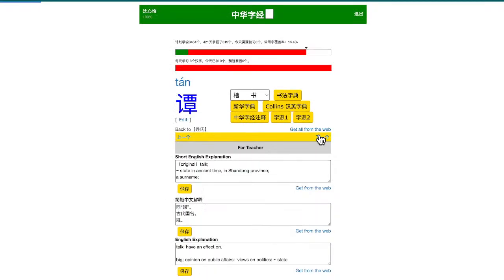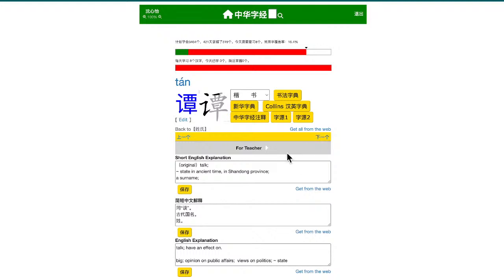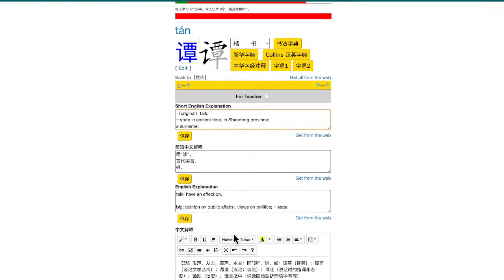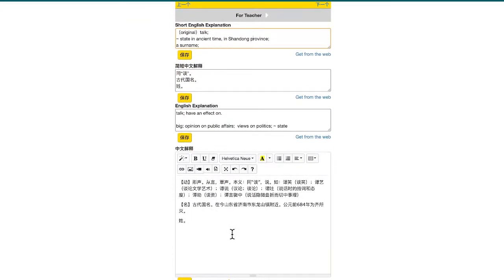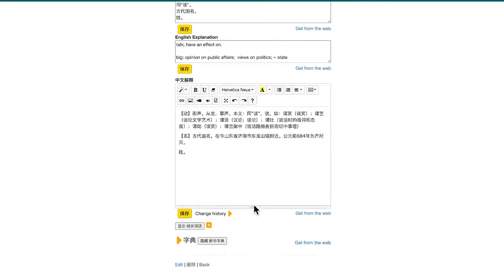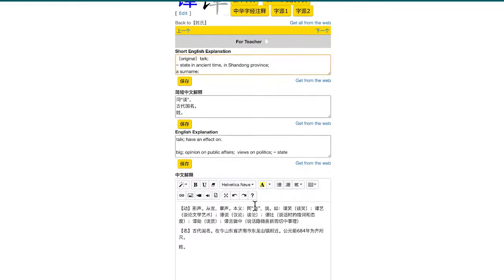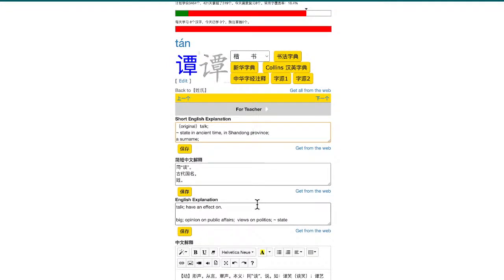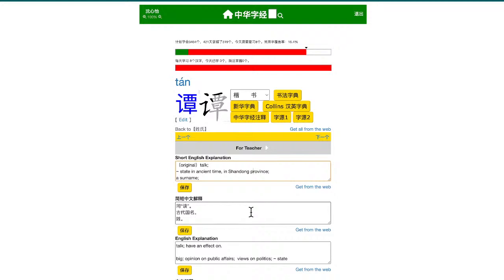Next one is Tan. Tan originally means talk. It's also the name of a state in ancient times, and it's also a surname. Tan meaning talk is sometimes still in use nowadays, but not very common. But sometimes you can still see that.